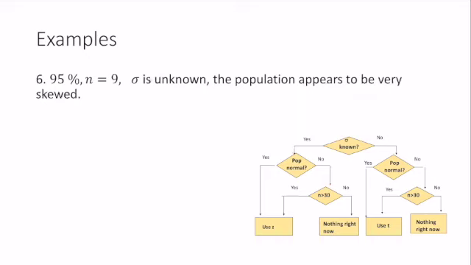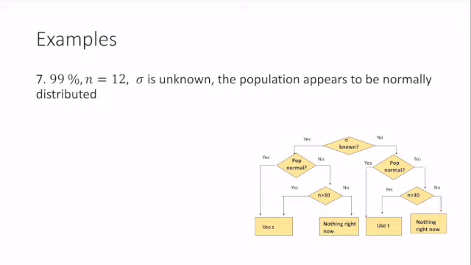Next, my sample size is 9. My standard deviation is unknown, and the population appears to be very skewed. Okay? So when we don't know our standard deviation, we have a tiny sample size, and the population appears to be very skewed, there's going to be nothing we can do right now. If we went through our chart, no, nothing we could do.